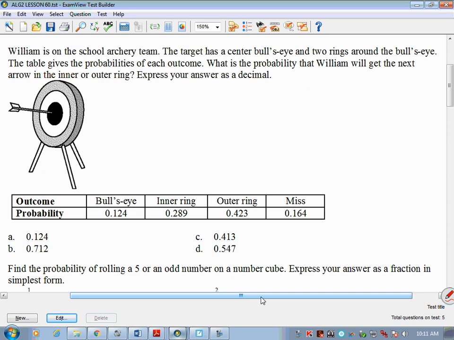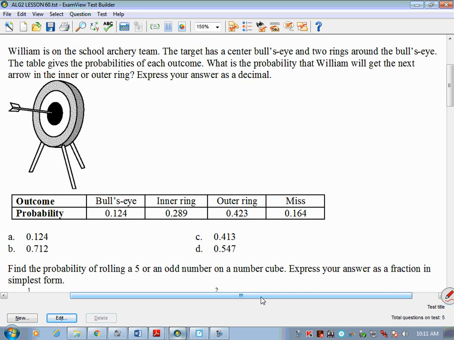All right. William is on the school archery team. The target has a center bullseye and 2 rings around the bullseye. The table gives the probabilities of each outcome. What is the probability that William will get the next arrow in the inner or outer ring? Express your answer as a decimal.